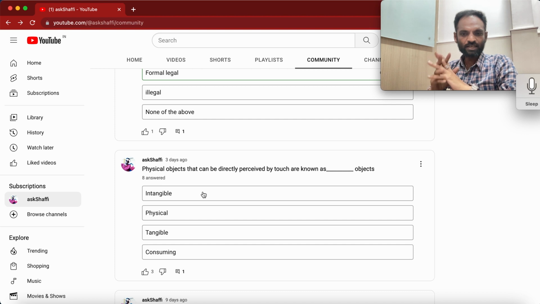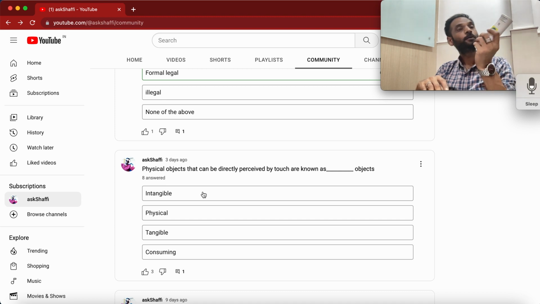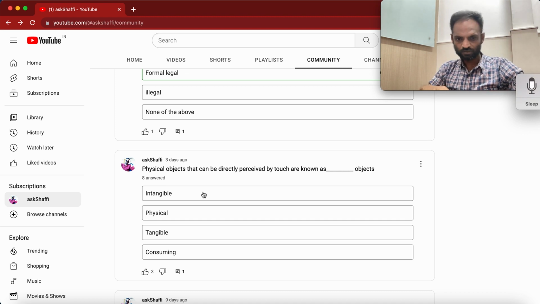Physical objects that can be directly perceived by touch are known as what? Is that an intangible one, physical one, tangible one, or consuming one? Assets are of two types: tangible assets and intangible assets. Assets which you can touch and feel can be called tangible assets, and any assets which you cannot touch and feel are called intangible assets.